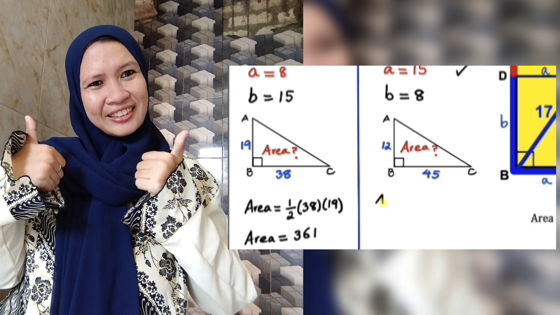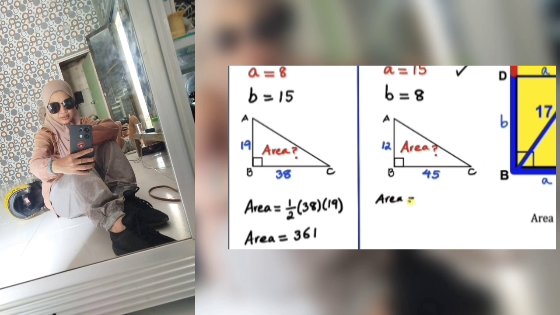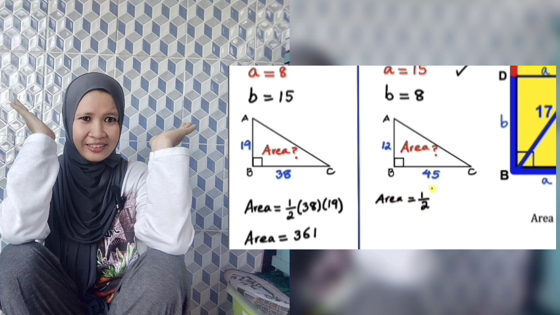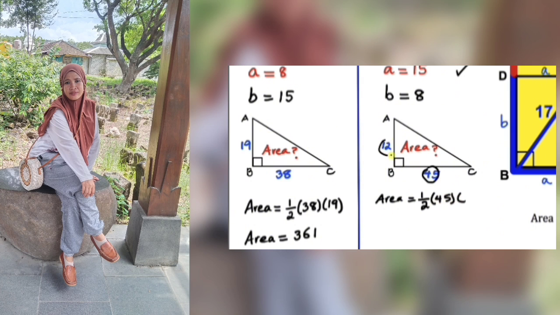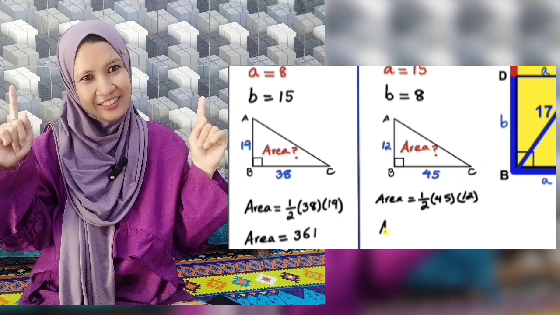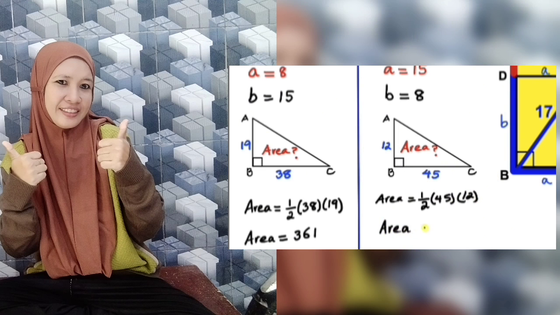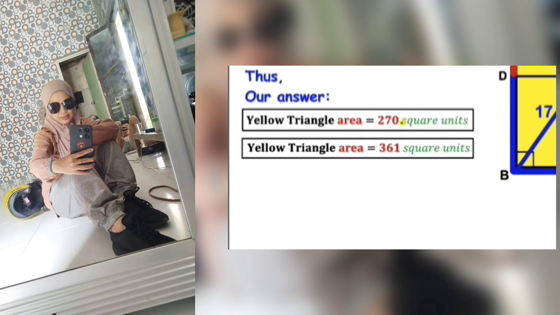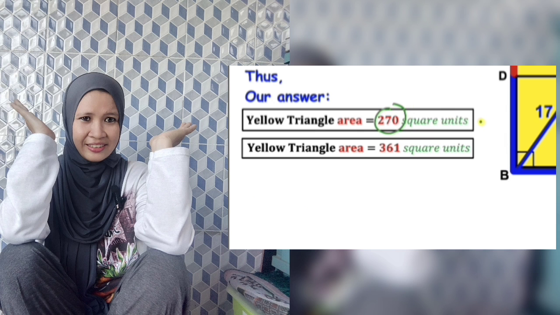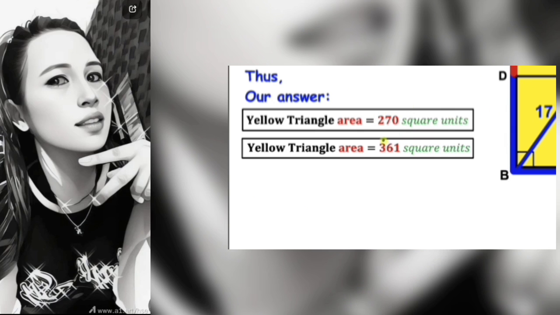Likewise, now we are going to calculate the area in this scenario 2. The area is going to be equal to a half times our base, in our case 45, times the height, 12. So the area of the triangle in scenario 2 turns out to be 270 square units. Thus the area of this yellow triangle is going to be either 270 square units or 361 square units as well.